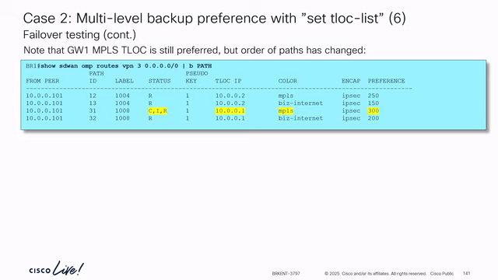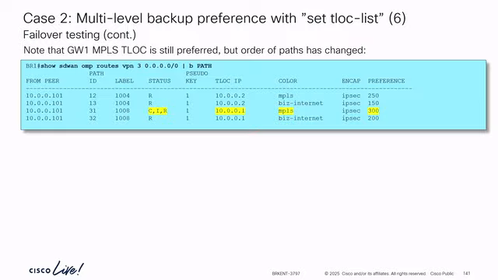If we check the OMP routing table on BR1, there is actually already a hint. Sometimes you don't need to understand how things work. You just need to compare the state in normal conditions with the state in bad conditions. And this is what you will see instantly. The order of paths has changed, right?